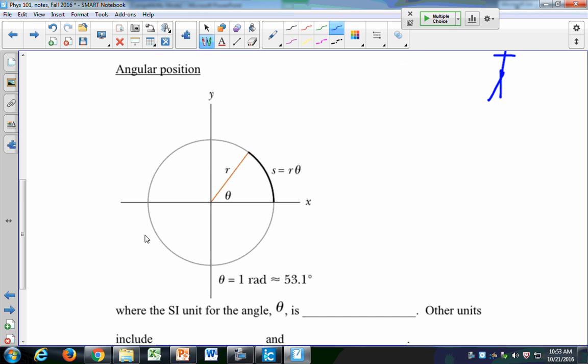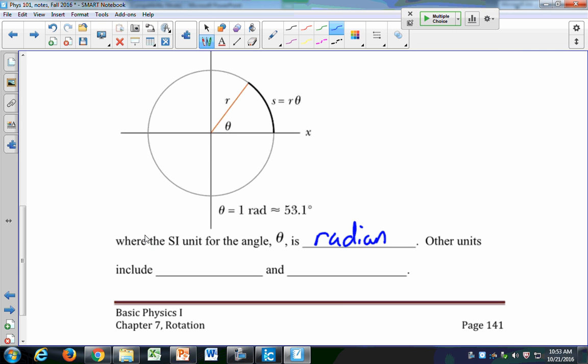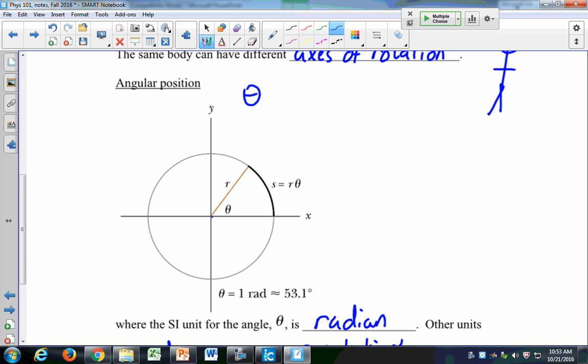The first is angular position. Angular position is theta. It measures a distance on the circle, so it's given in degrees or radians. The SI unit for theta is the radian. Other units, of course, include degrees and revolutions. We would begin with theta naught, our theta initial, which is almost always equal to 0 degrees or 0 radians.